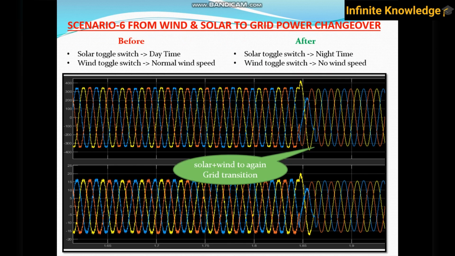So what is the sixth scenario? The sixth scenario is important. Initially solar is there, initially wind is there. When there is no solar and no wind, in this condition it should be transferred back to the grid. Obviously, if the grid is available, then it goes back to the grid. You can say initially power comes from the inverters and then from the grid.